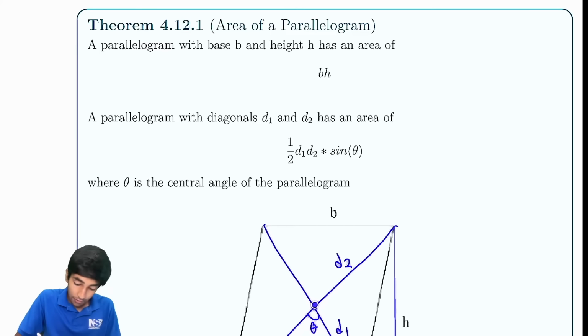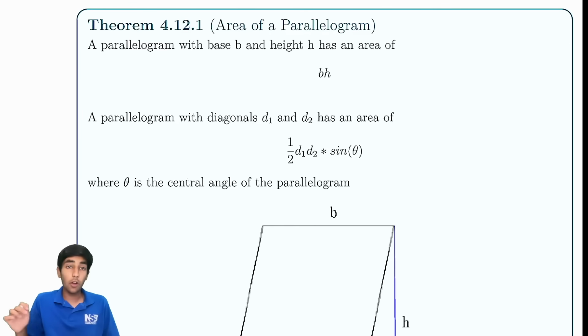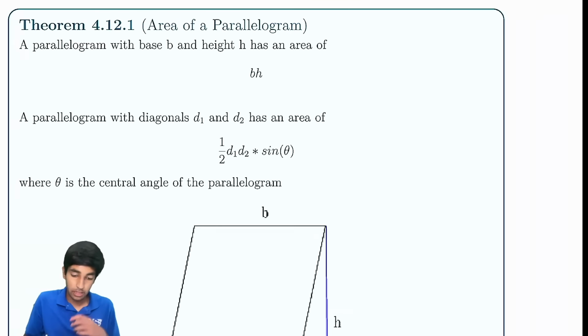The area of this parallelogram, well, notice that these diagonals bisect each other. So this becomes d1 over 2 and d1 over 2, and this becomes d2 over 2. You know what? We'll cover this in the AMC 12 video only. So let's move on now.